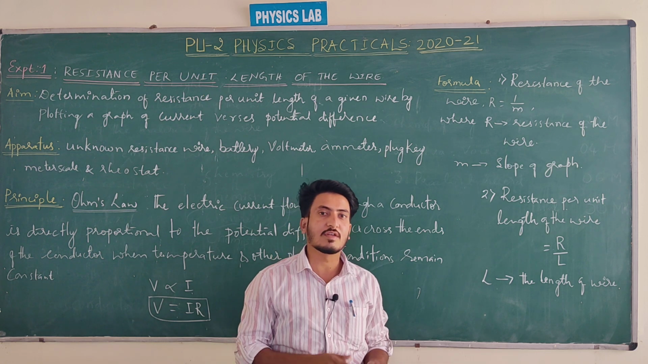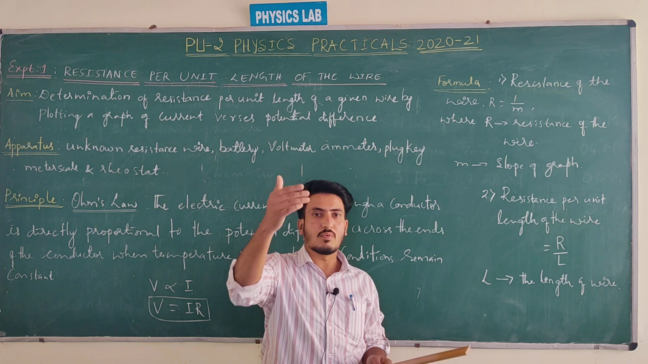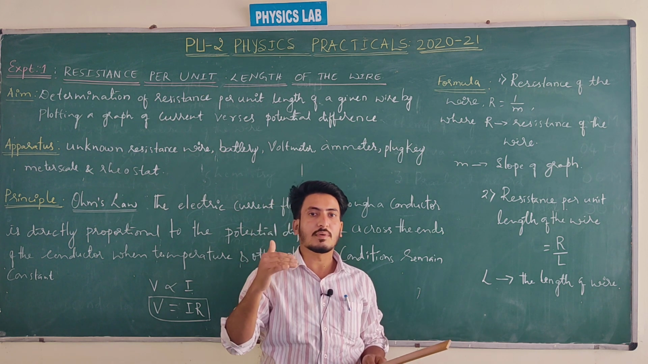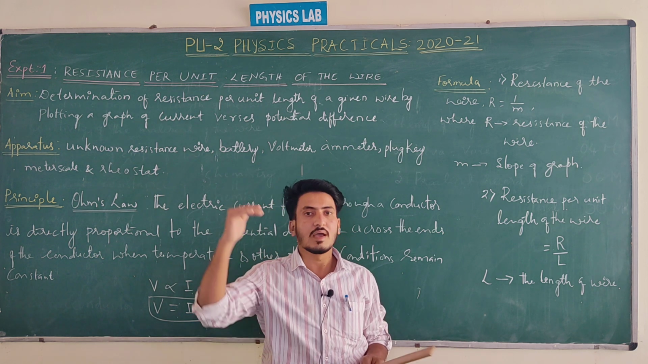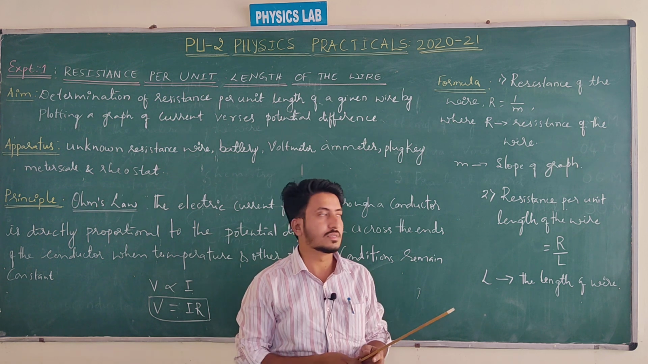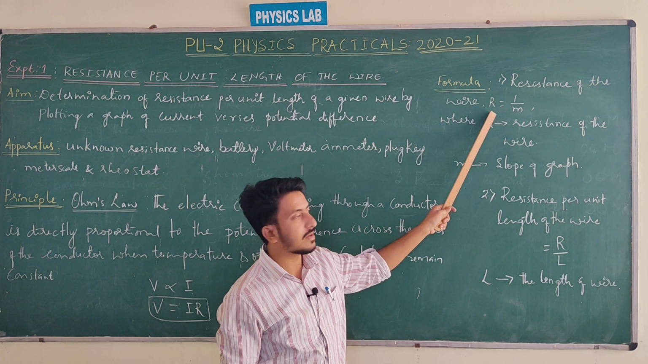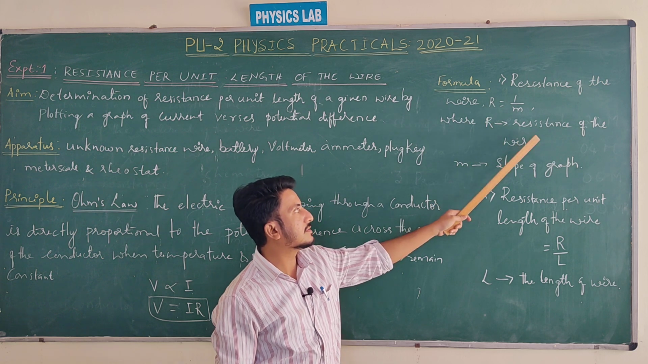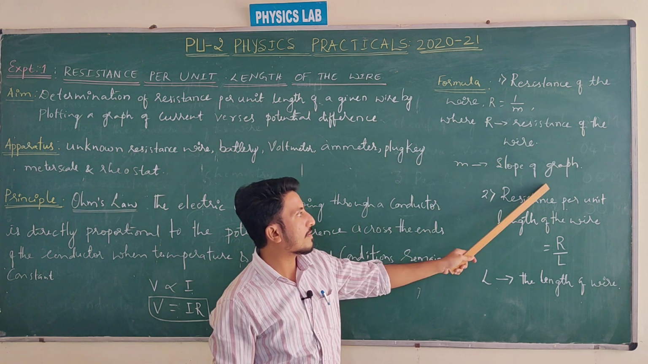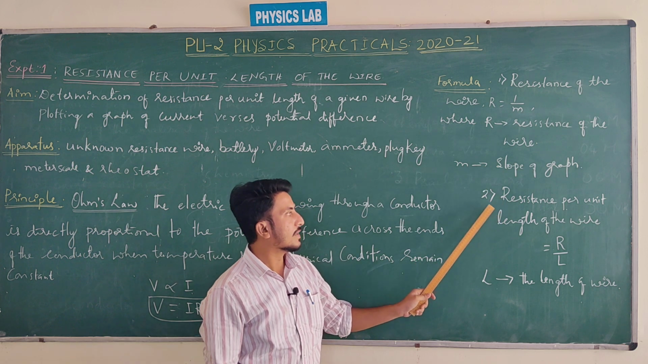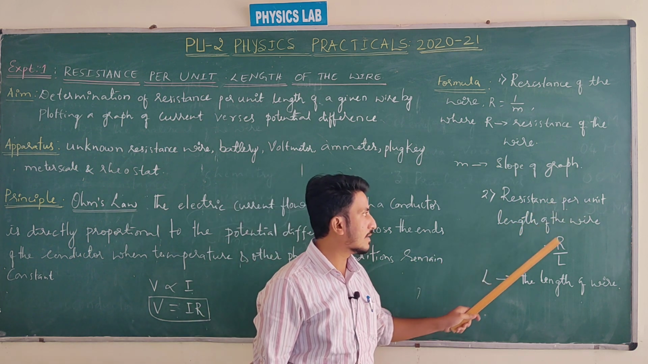So, 1 by M will give the value of resistance, that is 1 by M means 1 divided by I by V, that is equal to V by I, hence V equal to IR. So this is how things go on. So, 1 by slope will give the resistance of the wire, where R is the resistance of the wire and M is the slope of the graph. Then you calculate the resistance per unit length of the given wire.